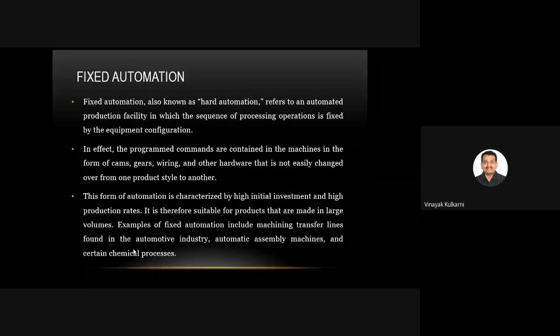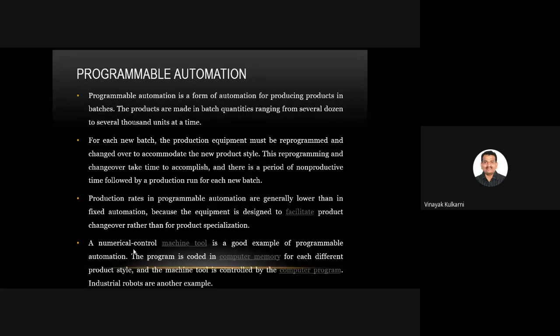Okay, now we'll go to programmable automation. Now, what is programmable automation? It is a form of automation for producing products in batches. The products are made in batch quantities ranging from several dozen to several thousand units at a time. For each new batch, the production equipment must be reprogrammed and changed over to accommodate the new product style.